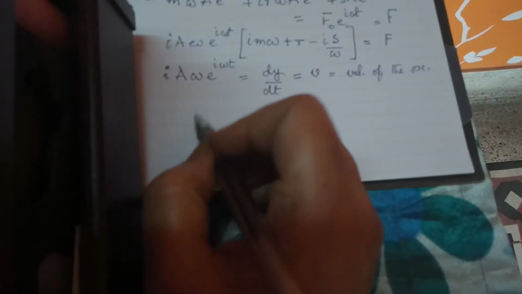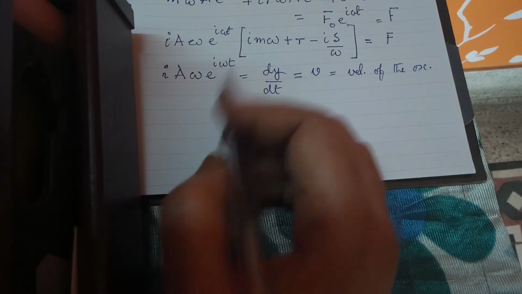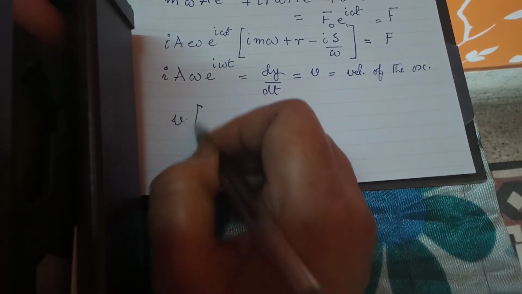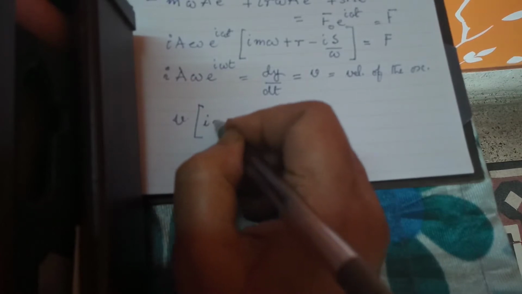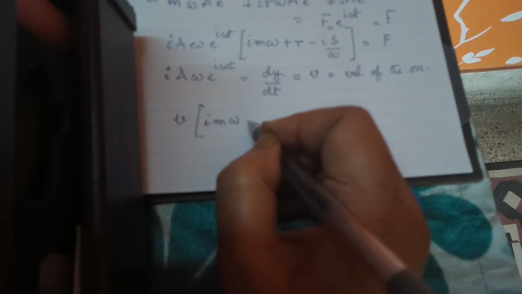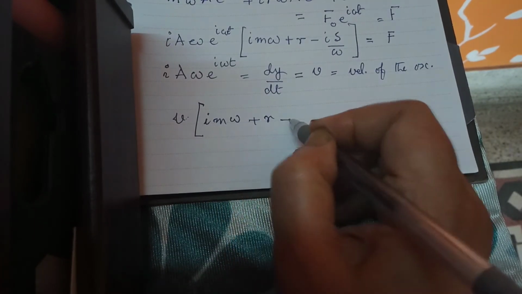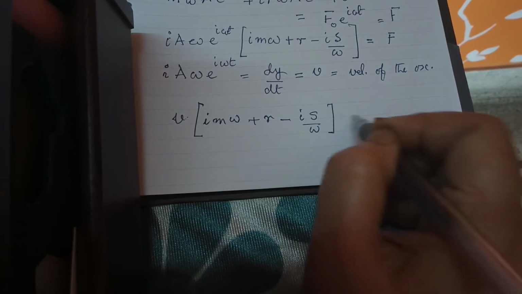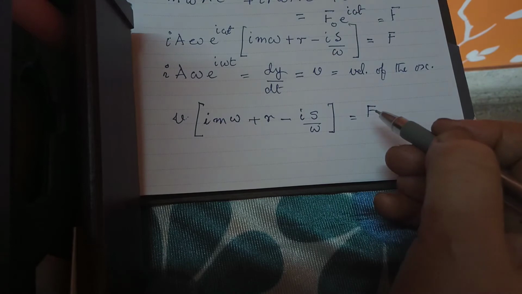Okay, so we start from the point where we had left. If we substitute over here, then it comes as V into (i m omega plus R minus i s by omega) is equal to F, isn't it?